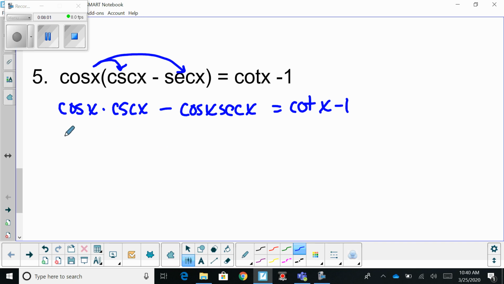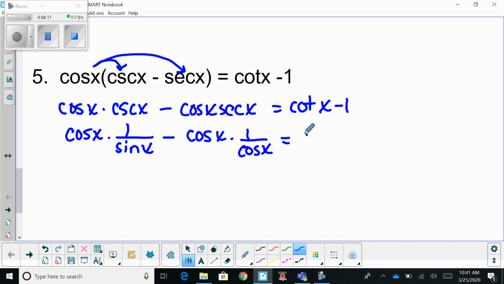All right, switch to sines and cosines. This is a cosine, so I'm going to leave it alone. Cosine x, 1 over sine x, minus cosine x times 1 over cosine x equals the cotangent x minus 1.